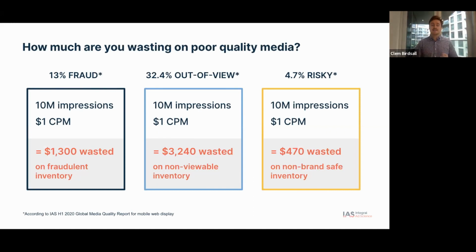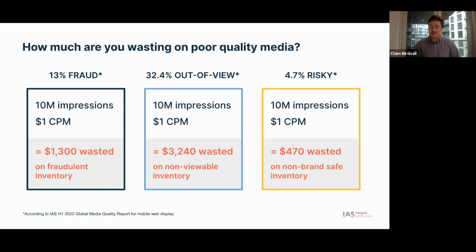It's ads that have delivered that have no chance of someone ever clicking on them, buying the product, influencing the consumer, or anything along those lines. Similar to the out of view and the viewable impressions, if 32.4% of ads are not ever seen on the screen, there's no chance they have to influence people. So that again is $3,240 of a campaign that is wasted because the ads can't be seen.